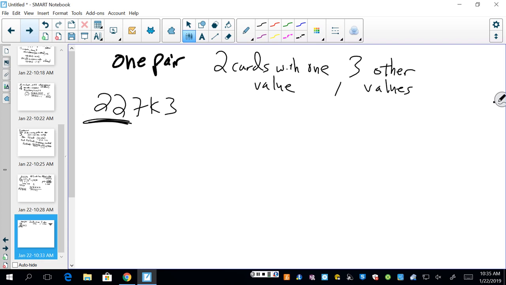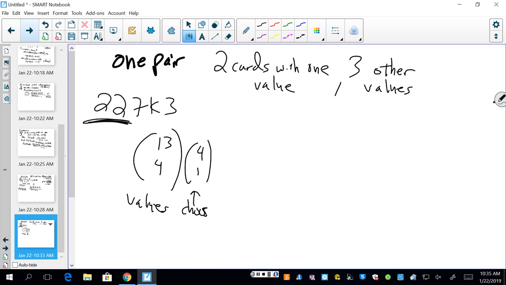So how many values do we need in all to make this work out? 4, right? So we could choose 4 values. But one of those values is special. One of those values is for the pair, and the others are the singles. So once you pick those 4 values, you need to choose the pair value. So now we've chosen, say, 2, 7, king, 3, and now we've chosen the 2s to be the pair.